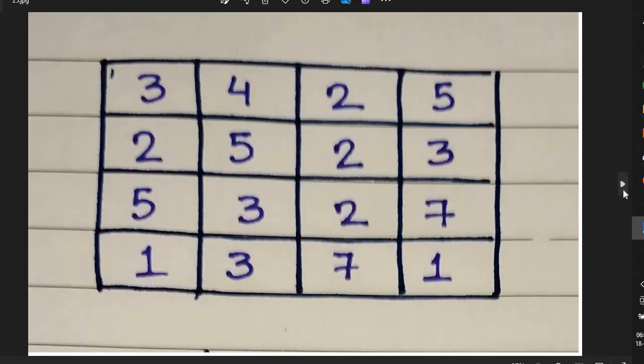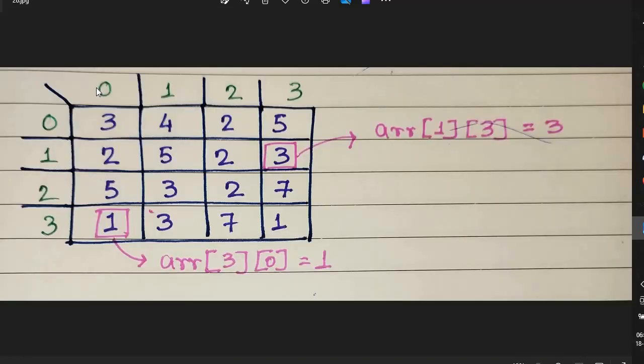This is the 2D array. If we put the index on this array, this is the 2D array in your program, looking like this. 0, 1, 2, 3 and 0, 1, 2, 3 are the indexes of this array. Where the array name is ARR, this is ARR[1][3]. That means the first one is the row value and the second one is the column value. In case of this one, ARR[3][0] equals 1. This 1 is the value, 3 is the row value and 0 is the column value.